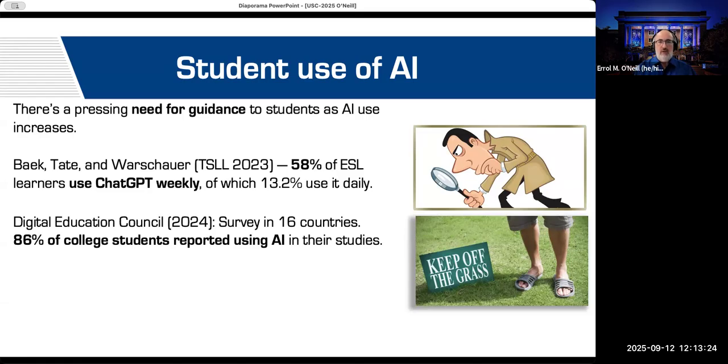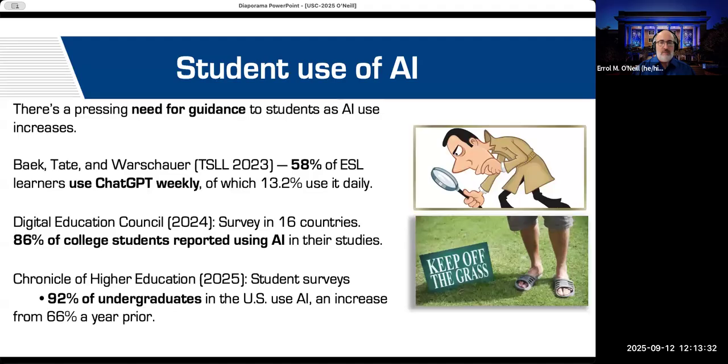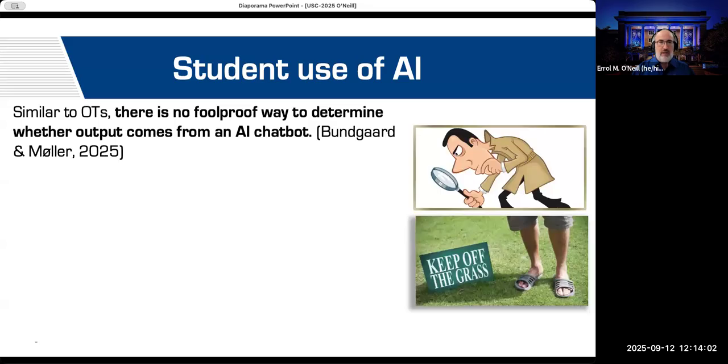The following year, a survey in 16 countries found that 86% of college students reported using AI. And then earlier this year, the Chronicle of Education found that in the US, 92% of undergraduates are using AI to some extent, which is an increase from the study they had done the previous year. And perhaps concerningly, about half of students said that their instructor did not provide an explicit AI policy. So students may not know what their instructor is or is not allowing in terms of AI usage. So that's an important consideration.